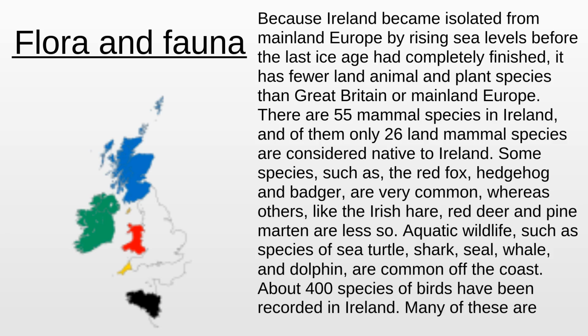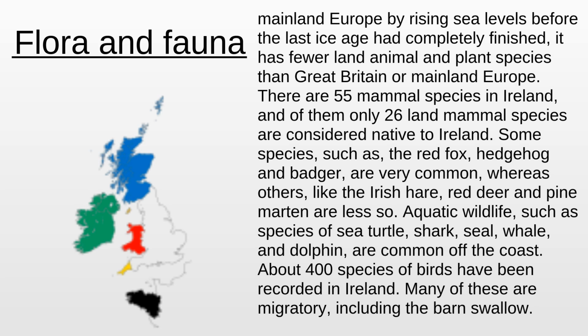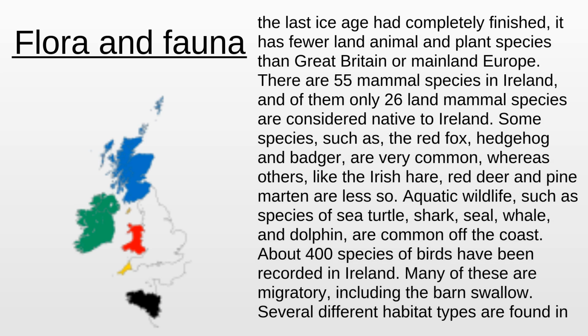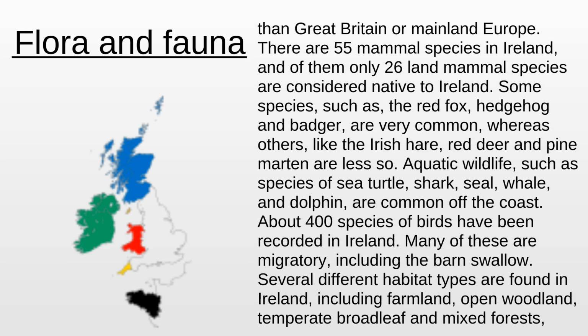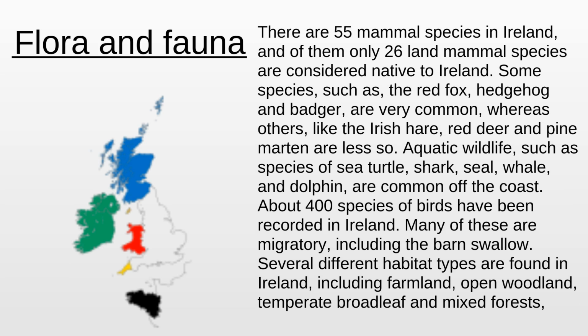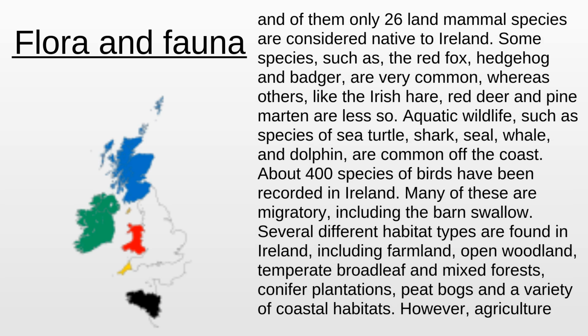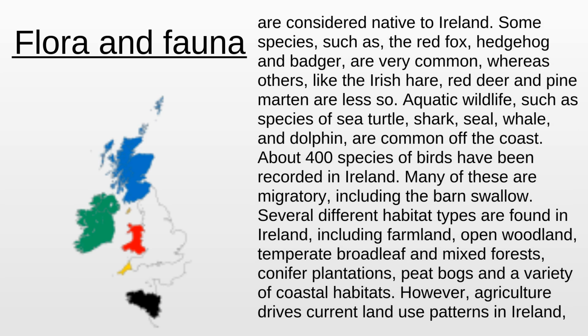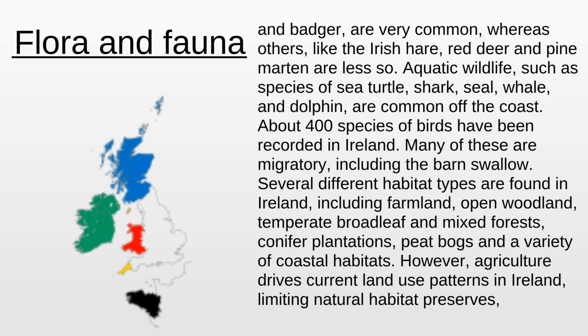Because Ireland became isolated from mainland Europe by rising sea levels before the last ice age had completely finished, it has fewer land animal and plant species than Great Britain or mainland Europe. There are 55 mammal species in Ireland, and of them only 26 land mammal species are considered native to Ireland. Some species, such as the red fox, hedgehog and badger, are very common, whereas others, like the Irish hare, red deer and pine marten are less so.